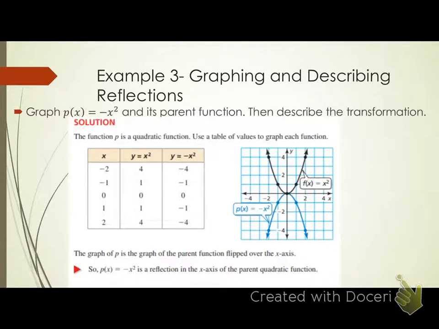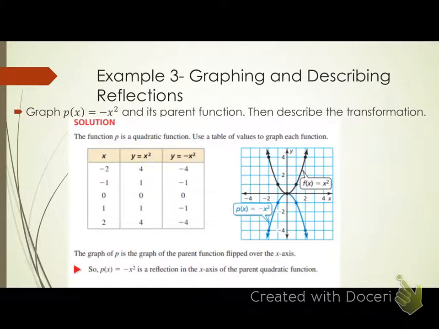Plug 1 in. What's 1 squared? 1. So 1, 1. Plug 2 in. What's 2 squared? 4. So 2, 4. Does everyone see how we got our ordered pairs? We pick x values to plug in, plug them in, and that gives us our y values.